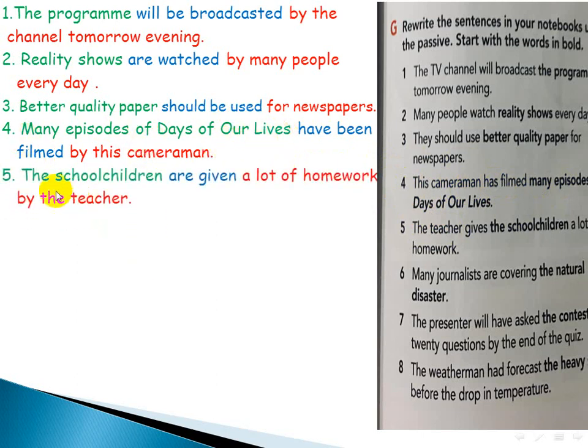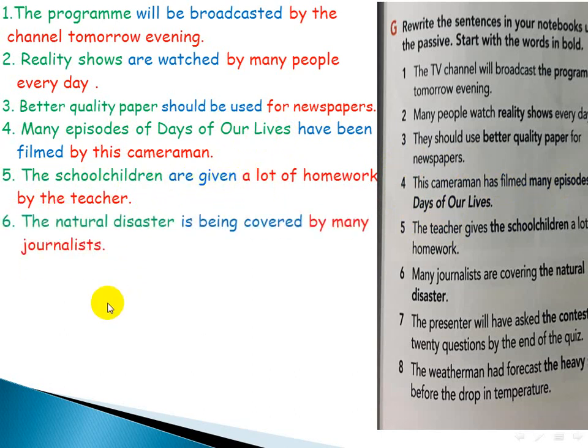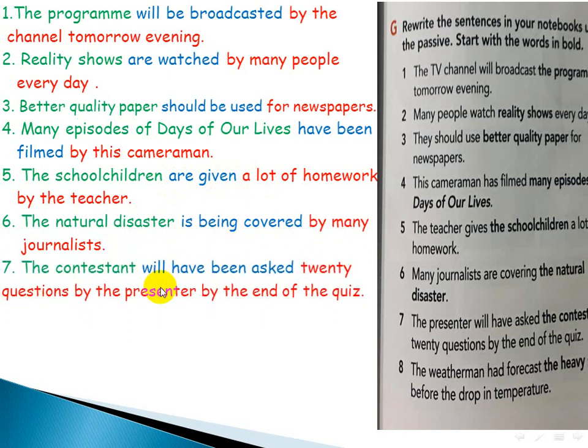Number 5. The school children are given a lot of homework by the teacher. Number 6. The natural disaster is being covered by many journalists. Number 7, please focus on this point. The contestant will have been asked 20 questions by the prisoner by the end of the quiz.